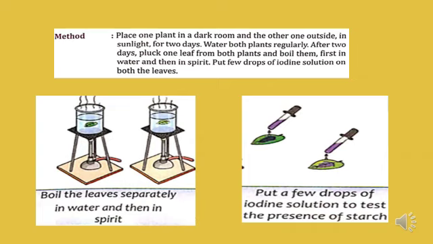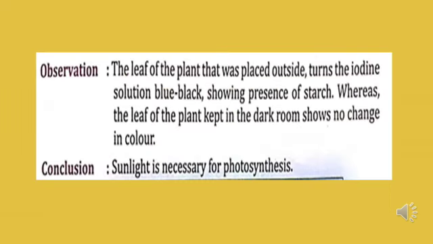But children, remember, before doing the iodine test, you have to decolorize the leaves. How can you decolorize the leaves? You can decolorize the leaf by first boiling it in water and then in spirit. When we perform this activity, what will we observe?